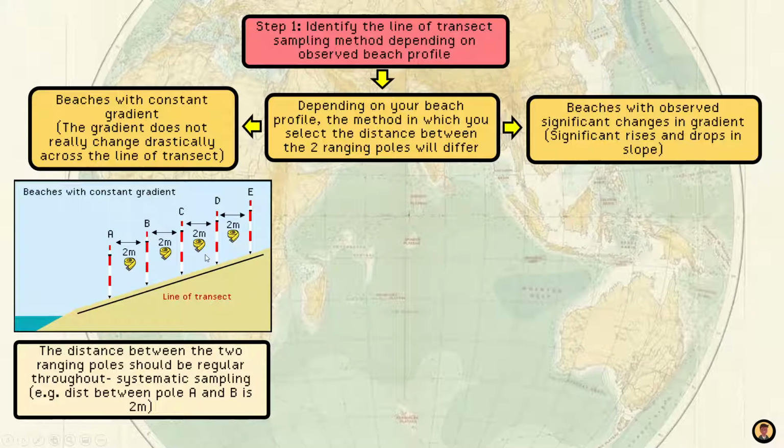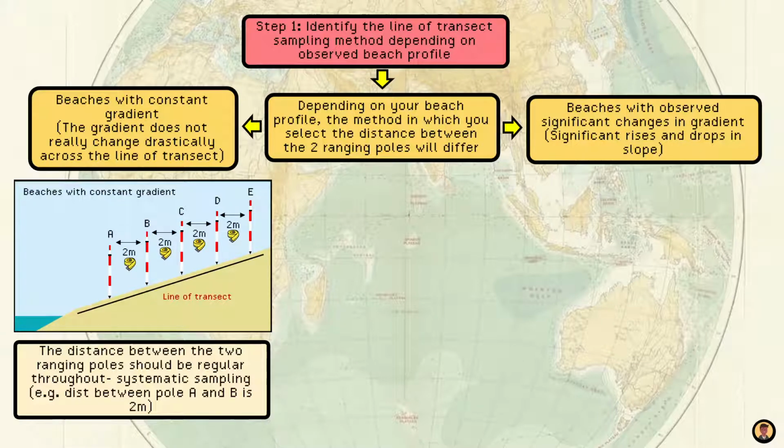So for this type of beaches with constant gradient, what you can actually do is systematic sampling. So systematic sampling is basically the distance between the two poles at any one time would be constant throughout the line of transect. So for example, one person is standing at A, one person is standing at B, and there's 2 meters between you. Then when you go to the next points, it will be 2 meters, 2 meters, 2 meters. So it's very systematic. So the distance between the two poles will be consistent throughout.